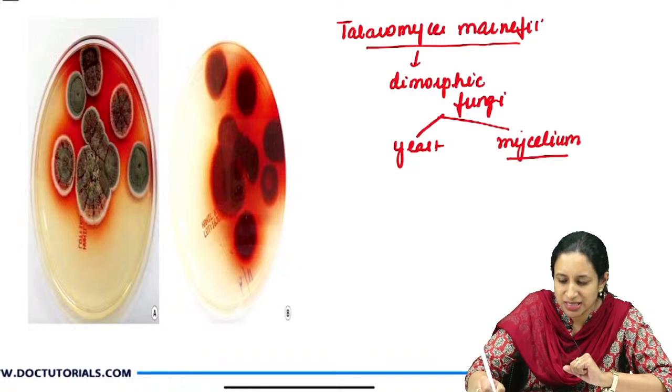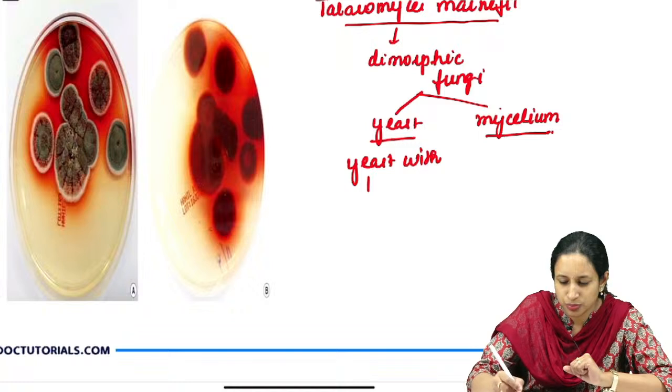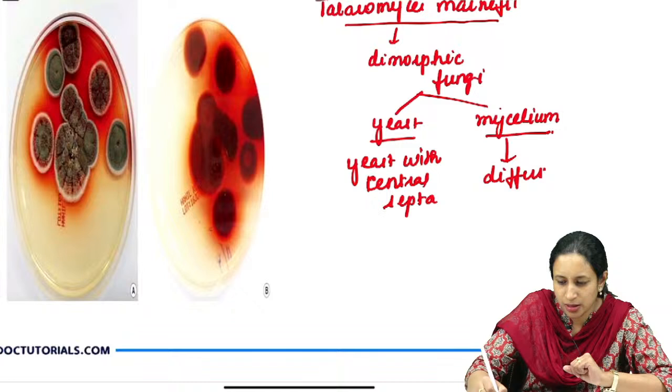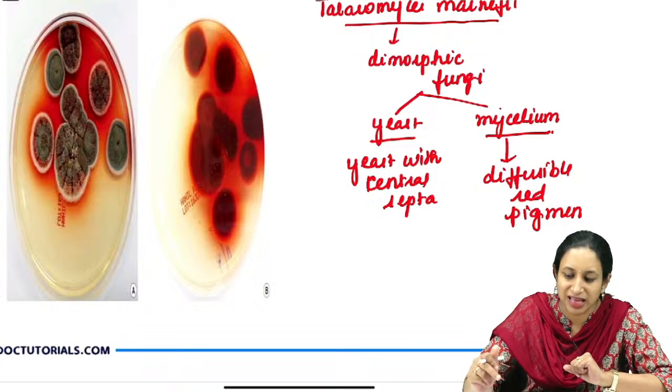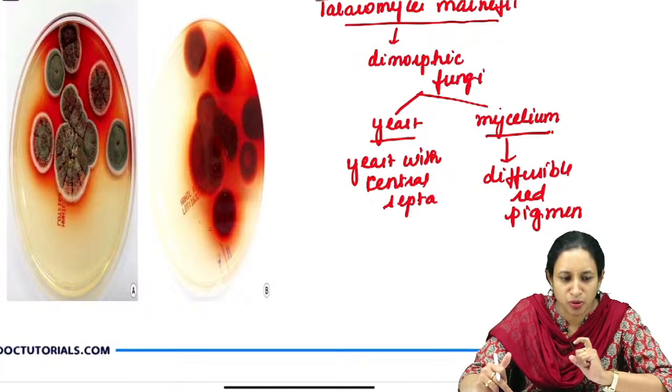And what do you see here? It is yeast with central septa. And when it comes to mycelium, it produces a diffusible red pigment. So diffusible red pigment is something that is associated with Talaromyces marneffei, and please remember this is one of the important image-based questions that are usually asked when it comes to pigment-producing fungi.